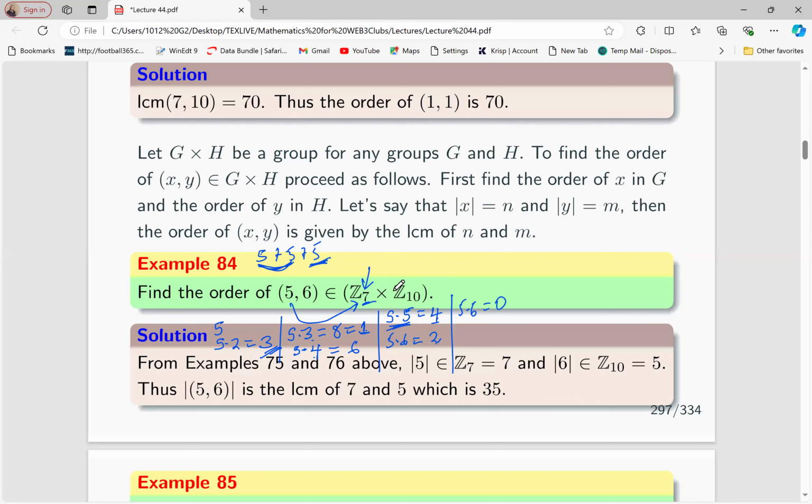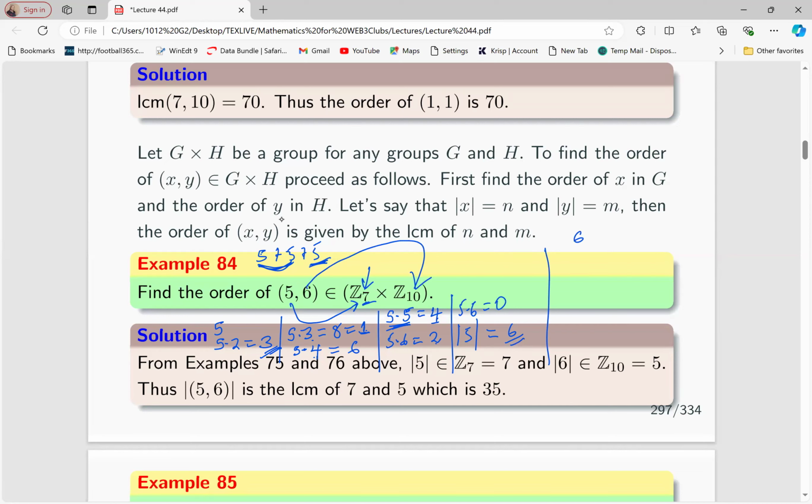Now, the order of 5 in Z7, therefore, is 7. Now, we do the same thing. This time, we want to get the order of 6 in Z10. So we're asking ourselves, because Z10 is an additive group, how many times are you going to add this 6 to get 0?